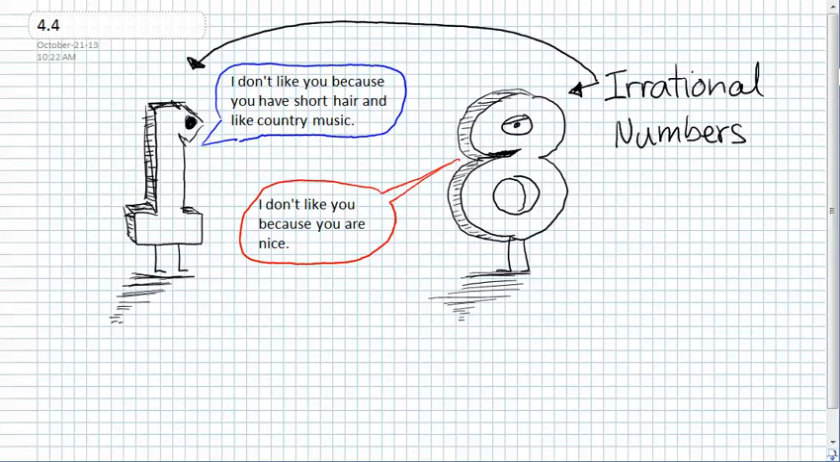Clearly, we're talking about irrational numbers. You get the joke there? Because they don't make any sense. This is totally irrational. It's actually not what irrational numbers are, by the way.